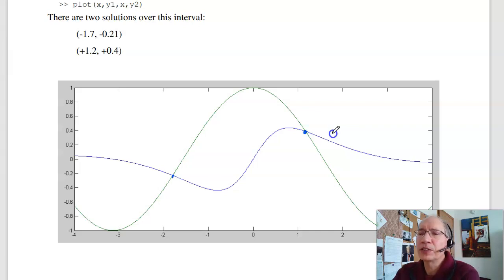So here, there's actually two solutions between minus 4 and plus 4. Roughly, it's minus 1.72 and plus 1.24. Again, kind of hard to read off the graph, but that's roughly where they are. In homework set 2, we'll look at how to calculate that more precisely.